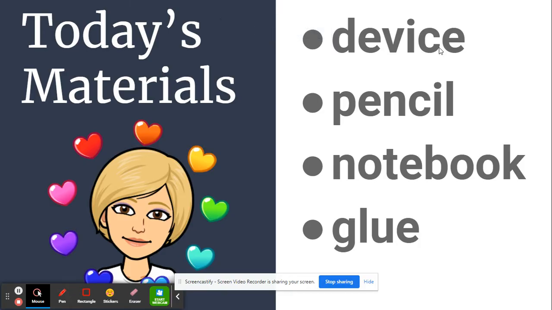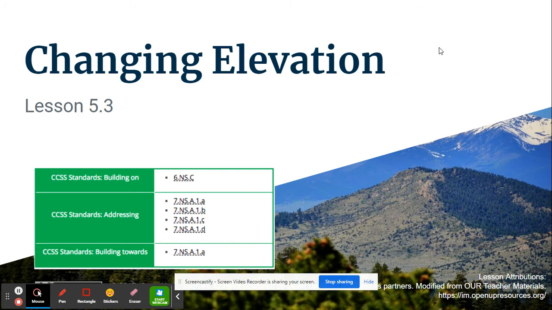All right, Unit 5, Lesson 3. We're talking about changing elevation. Now, elevation is like mountains. Okay, the higher the mountain is, the higher the elevation is. Okay, the lower the mountain is, the less the elevation is. It's the same as temperature.